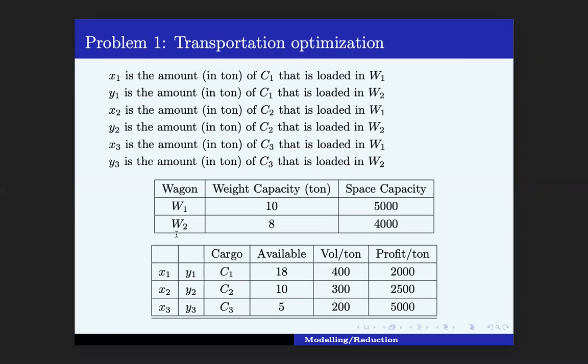So I have 2 into 3, which is 6, so I can write 6 different variables: x1, x2, x3, and y1, y2, y3. x1, x2, x3 is basically the quantity of cargo 1, cargo 2, and cargo 3 that are loaded in this one.